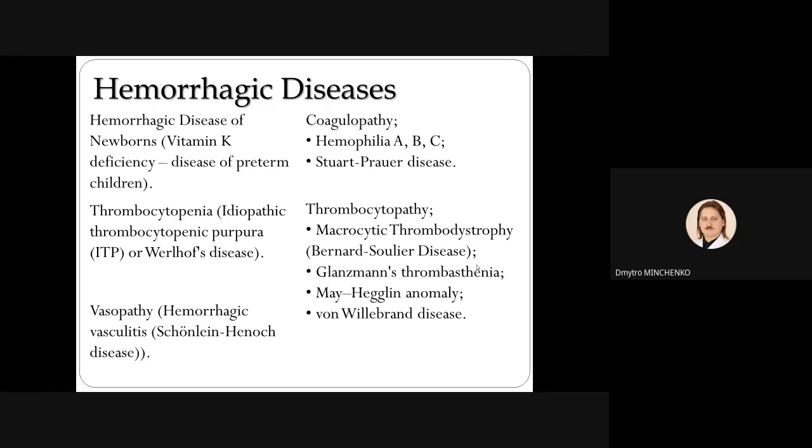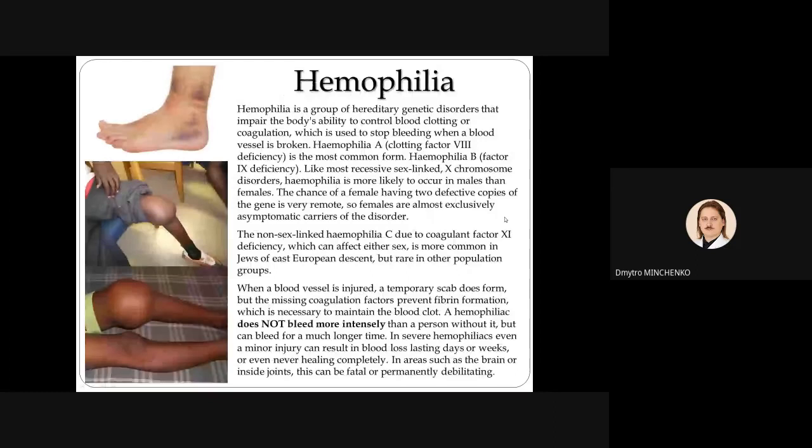Thrombocytopathy, macrocytic thrombodystrophy, Bernard-Soulier disease, very rare. Glanzmann's thrombasthenia, also very rare. May-Hegglin anomaly, also very rare. And von Willebrand's disease, more or less common from this group. Let's focus specifically.